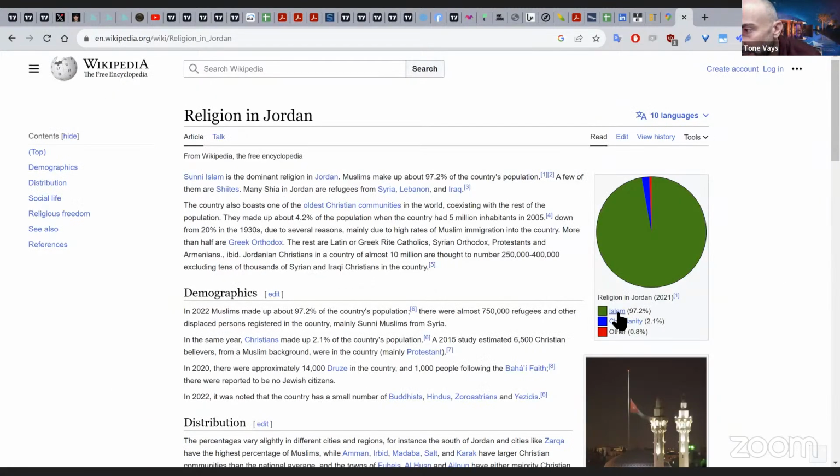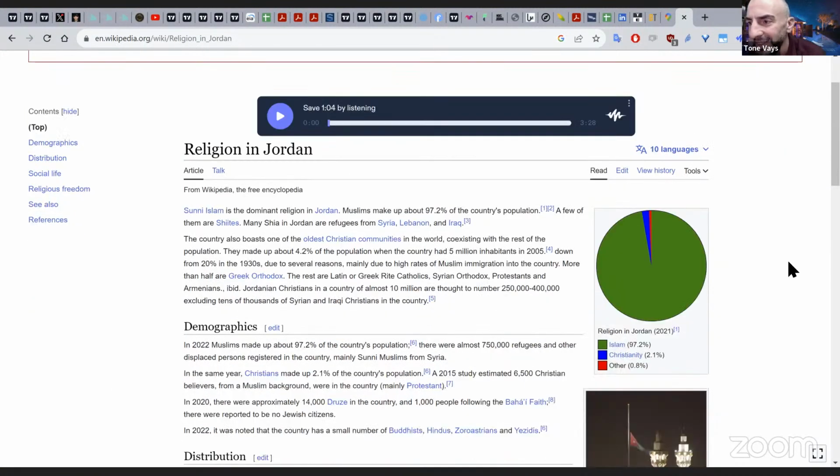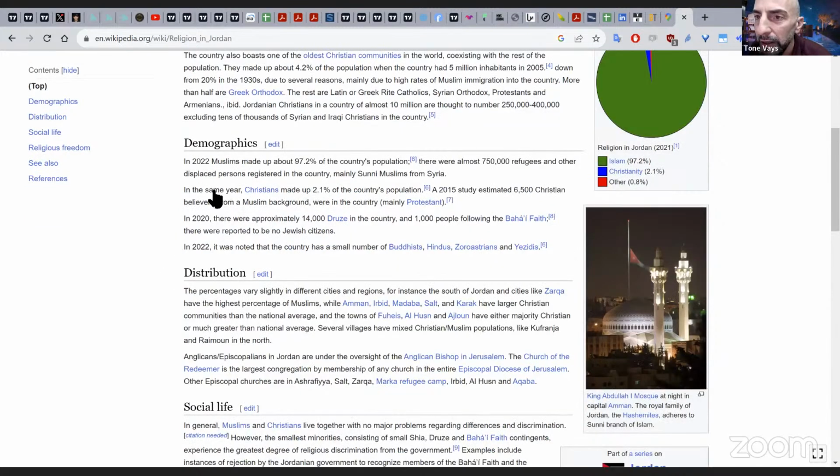97% Islam, right? But they're not being specific enough. I knew that. That's obvious. Jesus Christ, Wikipedia. Sunni. Okay, so they are Sunni. Sunni from Syria. Okay. Yeah, I wasn't sure. Like I said, Jordan's religious demographics, I'm not that familiar with. But yeah, that makes sense that they're Sunni.